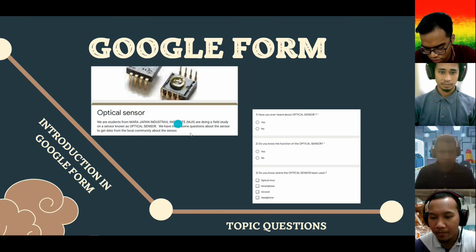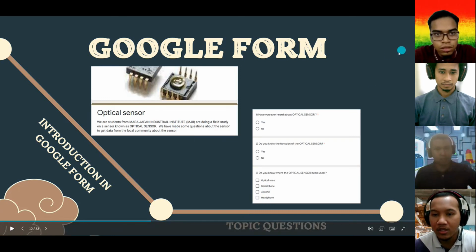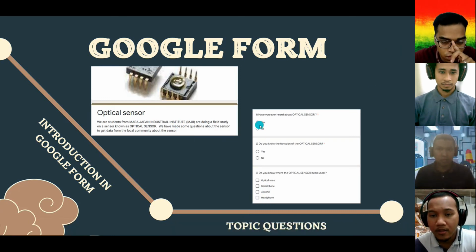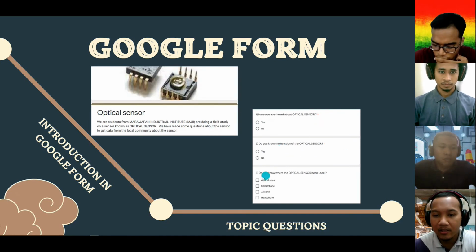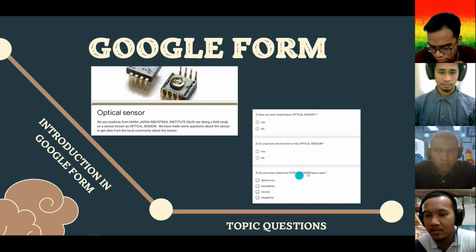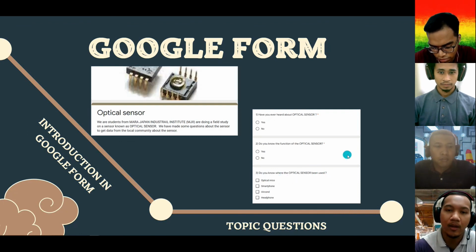So next, the topic questions. The first question is: have you ever heard about the optical sensor? Next, do you know the function of the optical sensor? And the last is: do you know where the optical sensor is used?